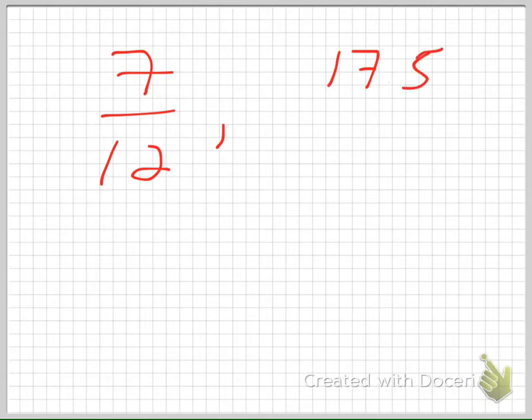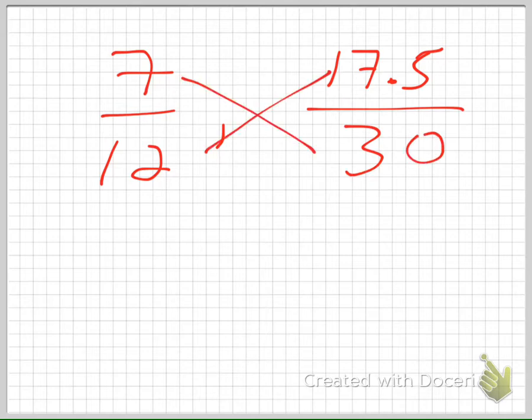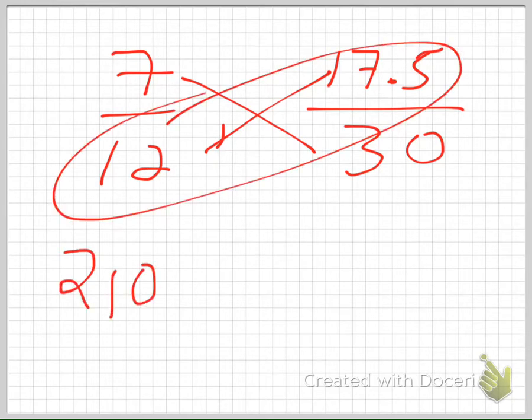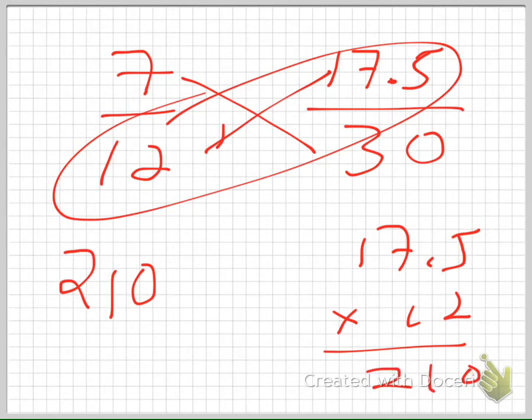Try another one. Try it. Cross multiply them, right? 7 times 30 is 210. All we need to know is if that equals 210, then it forms a proportion, right? What is 17.5 times 12? Guess what? 210. So then it forms a proportion. Anyway, that's how you do this. It is not difficult. Just pay attention.